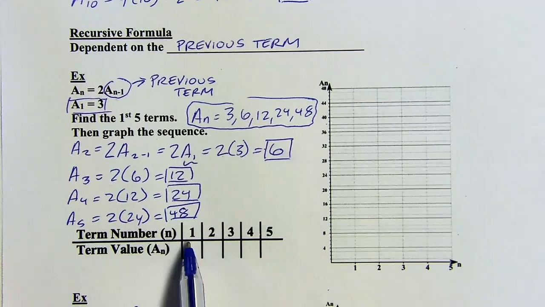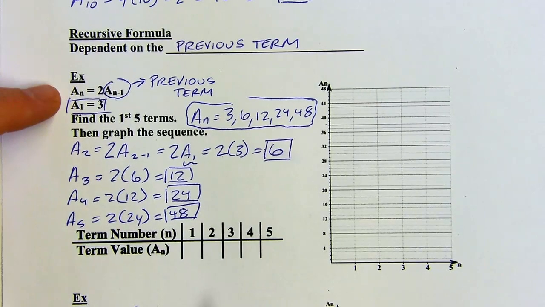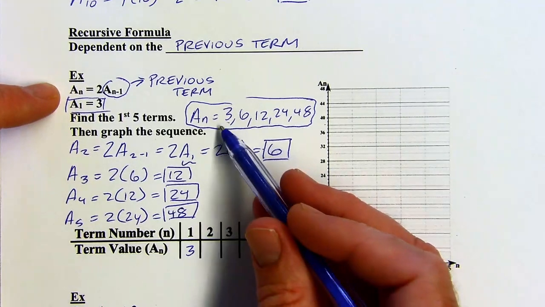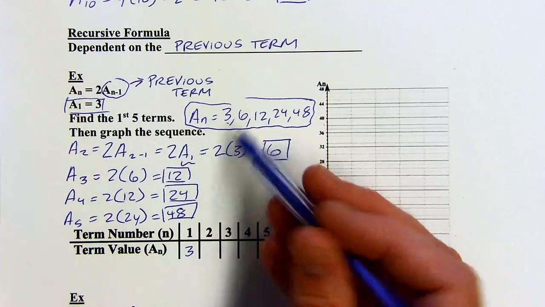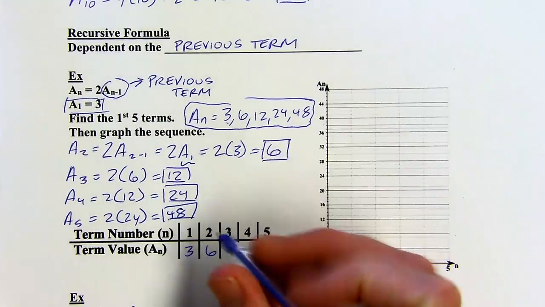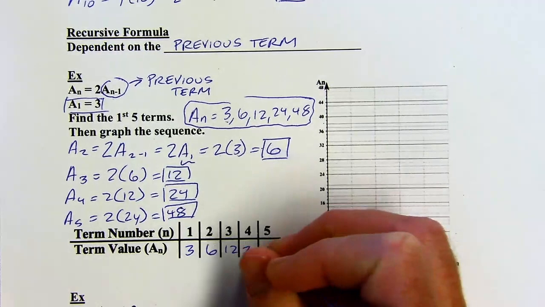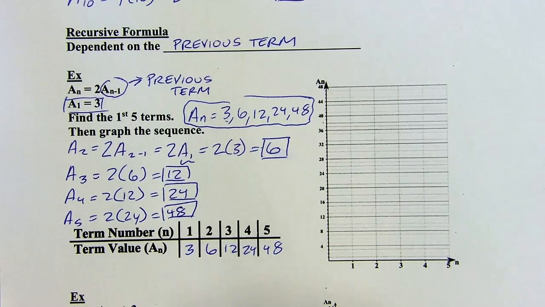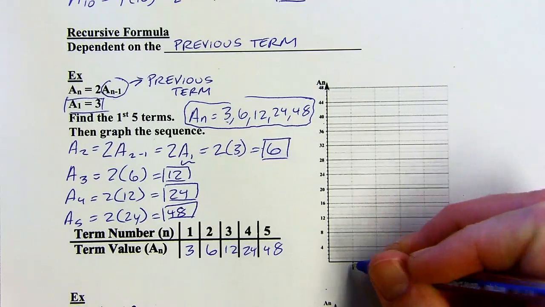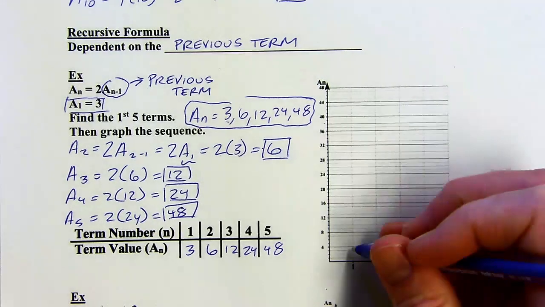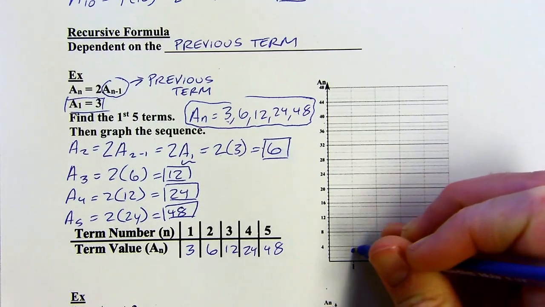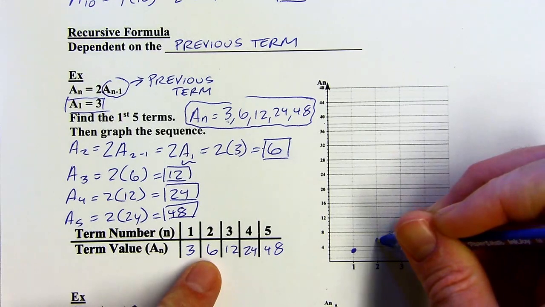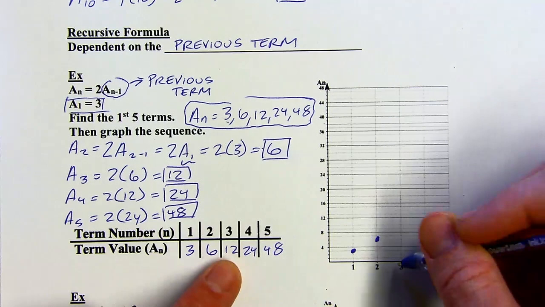Okay, so we've got the term numbers here. The first term was 3, so the value of that first term is 3. Okay, second term is 6. The third term is 12, then 24 and 48. Okay, and let's plot these and see what happens. So we've got the point 1, 3. It's a little hard to see here, but I'm going 1 to the right, 3 up. There it is. And then 2, 6. It's right there. 3, 12.